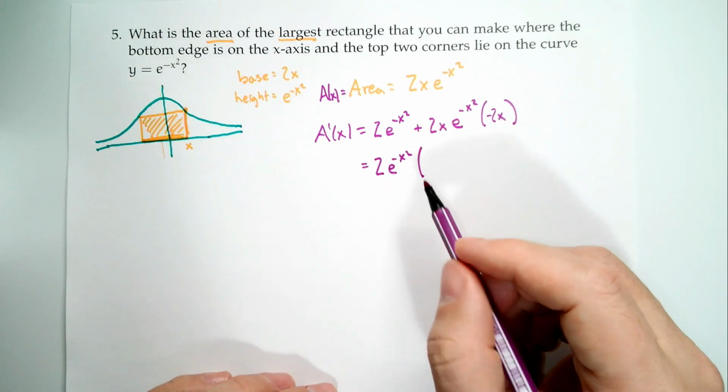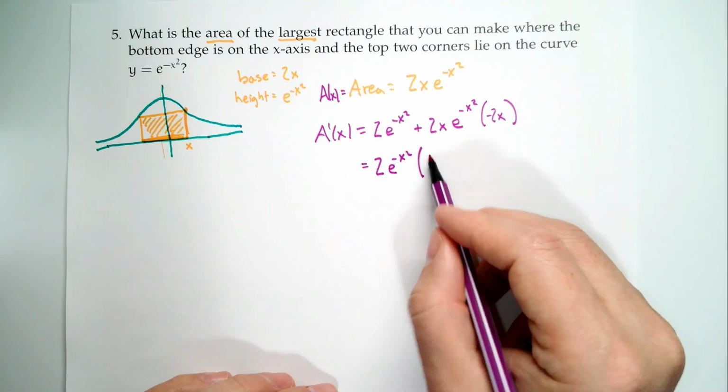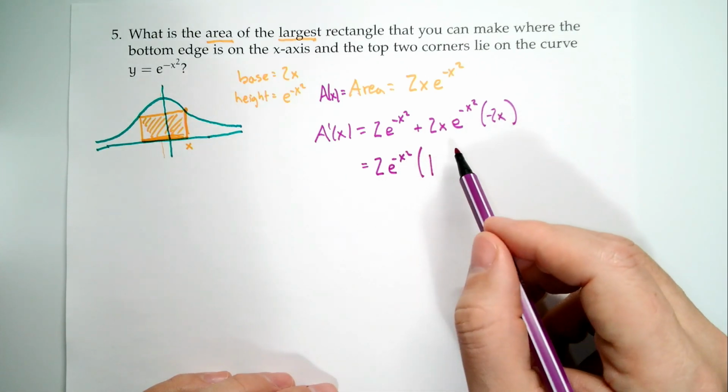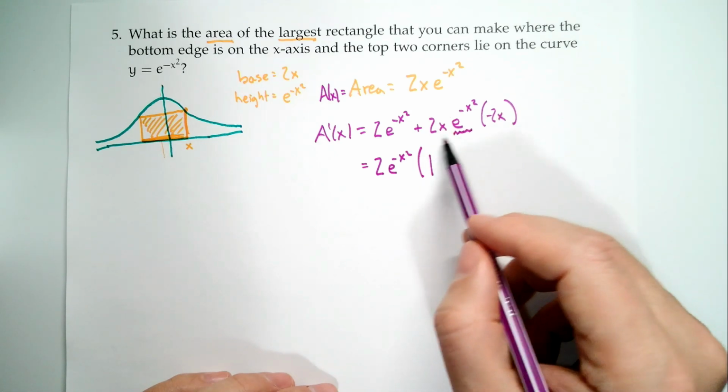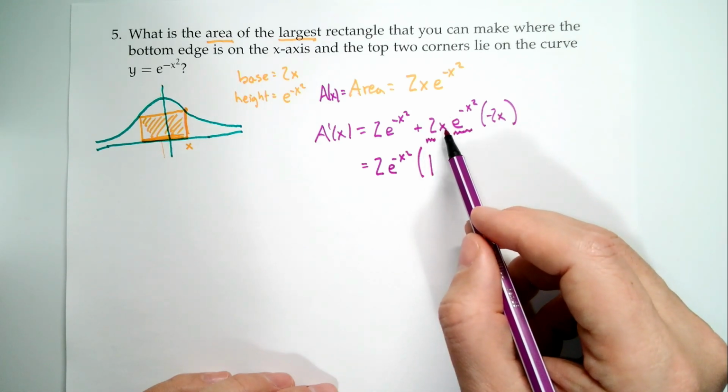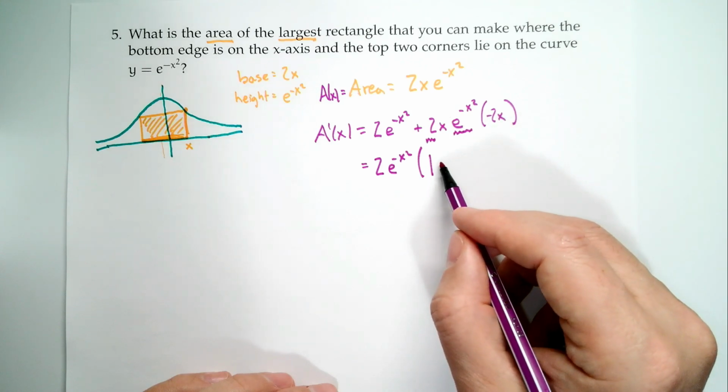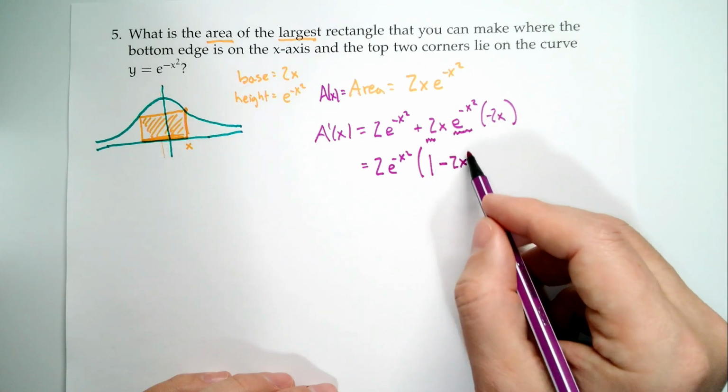And if we do that, what do we have? Well, from the first term we have a 1, and then what do we have from the second term? Well, I pulled out the e to the minus x squared, I pulled out a 2, so I'm left with an x and a minus 2x, so that's minus 2x squared.